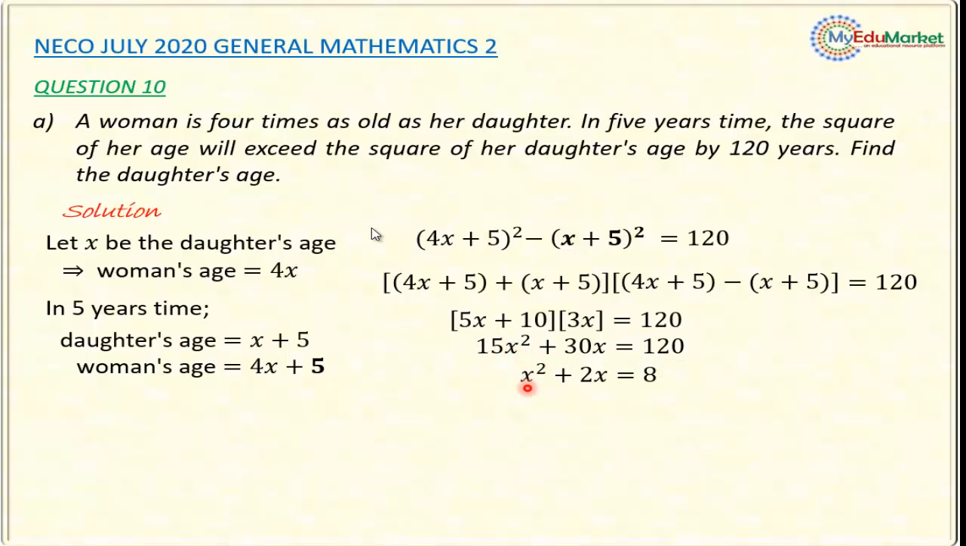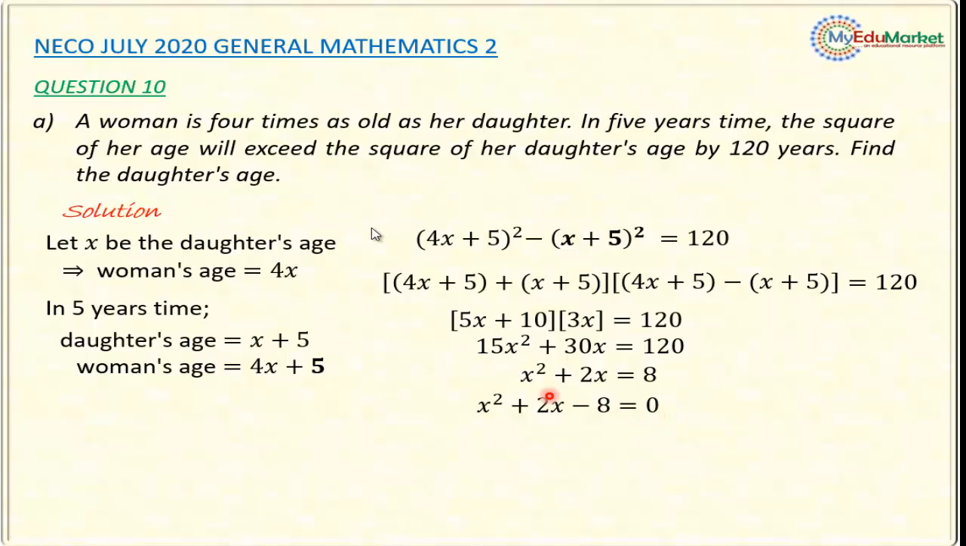15x squared divided by 15 is x squared. 30x divided by 15 is 2x. And 120 divided by 15, the result is 8. So taking 8 to this side so that I have a general quadratic equation. So I have x squared plus 2x minus 8 equals to 0.